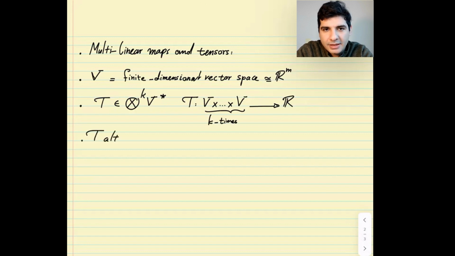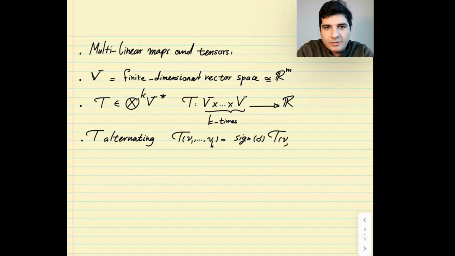We say T is alternating as a k-linear map if we change the place of the inputs, the vectors v1 up to vk, by a permutation sigma, the value of T on them would change by a sign, and that sign would be the sign of sigma. We denote the space of alternating k-forms with Λ^k V*, and we call T a k-form on V.